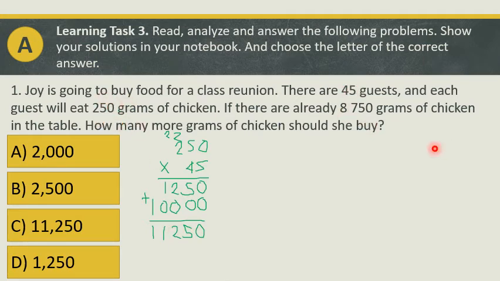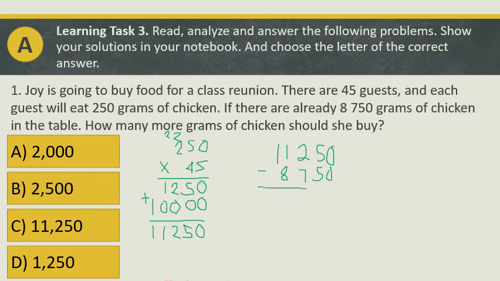Ngayon, meron na daw 8,750 grams ng chicken. Ilan pa daw yung kulang doon? So, ibig sabihin, yun ay subtraction. So, i-subtract natin yung ating nakuha kanina doon sa 8,750. So, 11,250 minus 8,750. So, hindi tayo dito magpapantay kasi ito po ay ones. So, dapat nakatapat pa rin siya sa ones. Ito ay tens, ito ay hundreds, ito ay thousands. So, walang 10,000s itong 8,750.